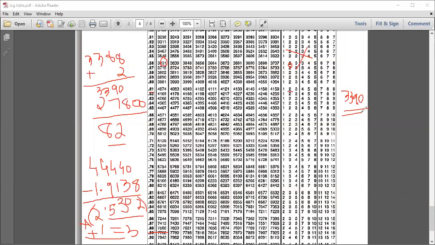So my answer is 339.0. So this is the answer. We'll just check in the textbook what they have shown the answer to be.